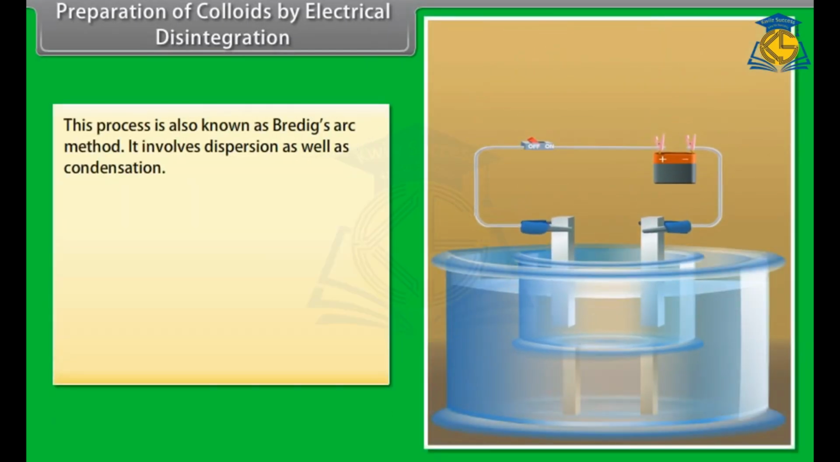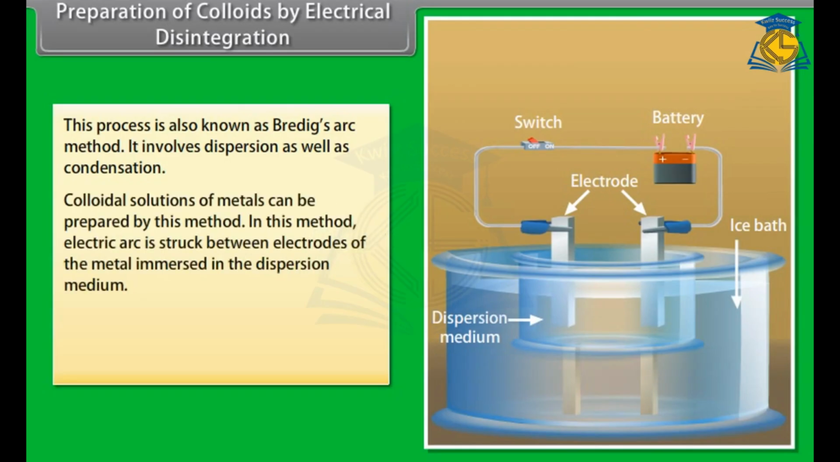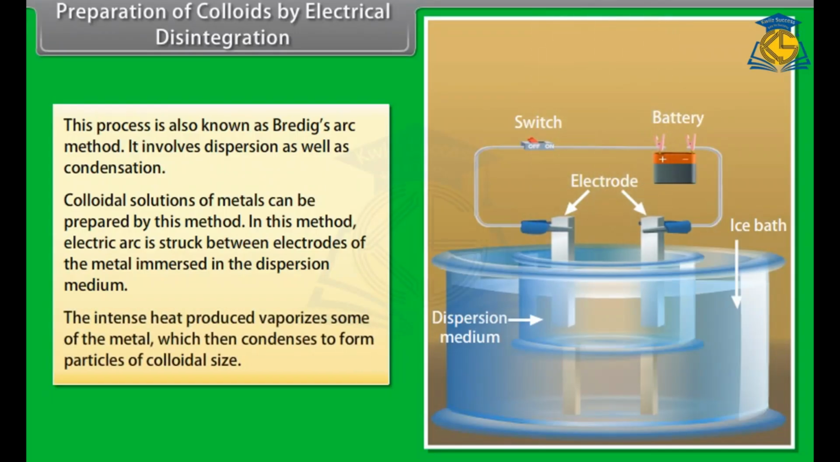Preparation of colloids by electrical disintegration. This process is also known as Bredig's arc method. It involves dispersion as well as condensation. Colloidal solutions of metals can be prepared by this method. In this method, electric arc is struck between electrodes of the metal immersed in the dispersion medium. The intense heat produced vaporizes some of the metal, which then condenses to form particles of colloidal size.